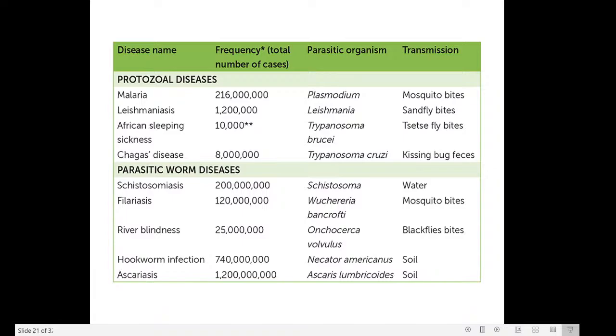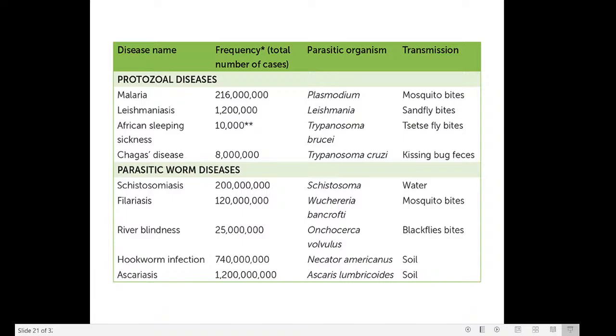bite, and it causes African sleeping sickness. And Trypanosoma cruzi is transmitted by kissing bugs, and it causes a disease called Chagas disease. These are all the group of diseases and their causing route.